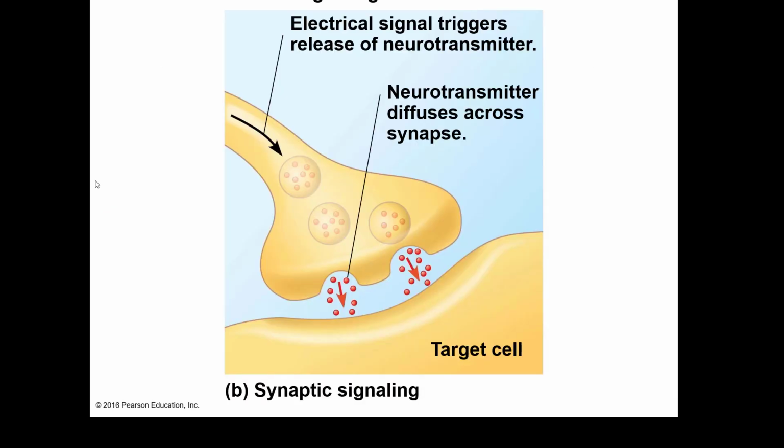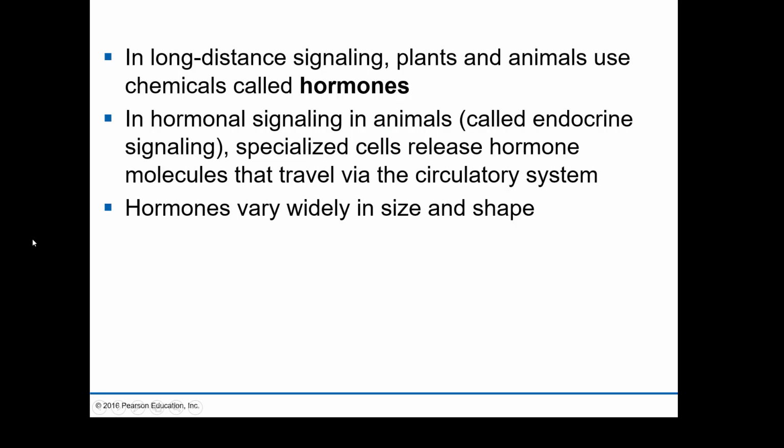So when we talk more about nerves, we're going to understand this a lot more, but this is synaptic signaling, where you have a specific target cell, and then you have electric signals that send out the message. In long distance signaling, plants and animals use chemicals called hormones. So we have different glands that produce hormones, but it affects everything in our body. And so they have to travel long distances.